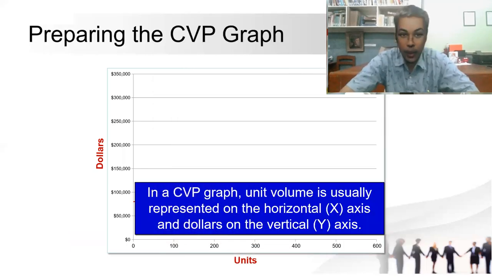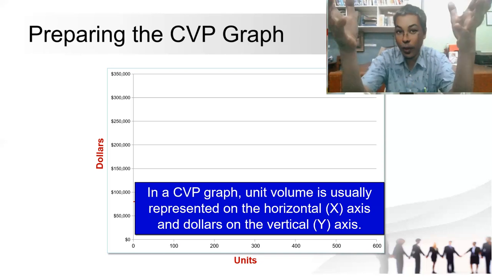CVP graph. CVP graph is number of units versus dollars. In a CVP graph, unit volume is usually represented on the horizontal axis. Okay, volume meaning how many units. So when we say volume, it is not really the engineering concept of volume, but volume means amount, number of products, if we are talking about production lines. Okay, so it has the same concept anyway, but the physical manifestation is different. So in engineering, we talk of volume as length, width, times height. That is a volume.